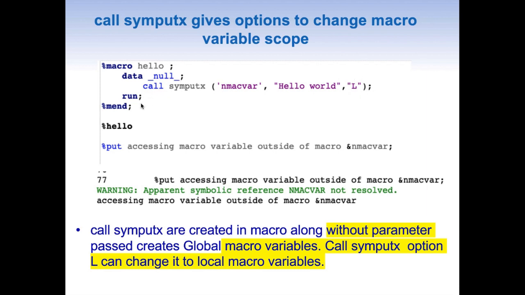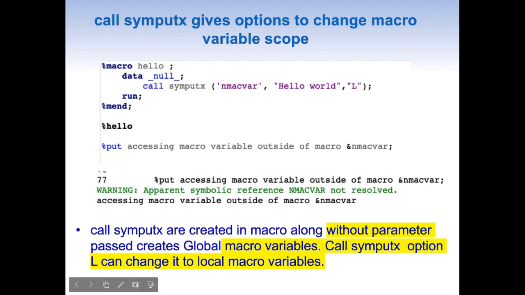As I said, the macro variable that is going to be created here is global, but I set the scope to be local. Another way is simply using a %local and mentioning this macro variable name. But here we are doing it through the third argument, and L here means local. Now if we try to access this macro variable outside of the macro, we will get a warning saying that this macro variable is not there. That is because it is now a local macro variable and it cannot be accessed outside of the macro.